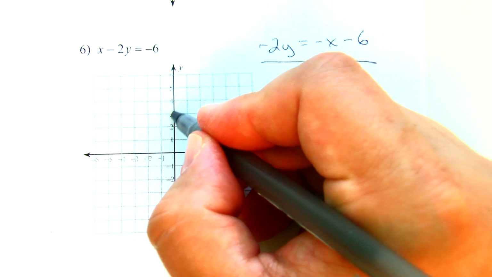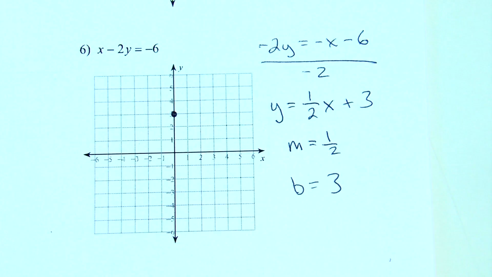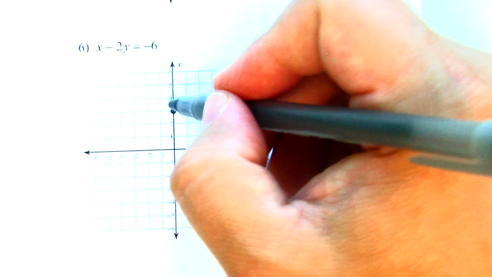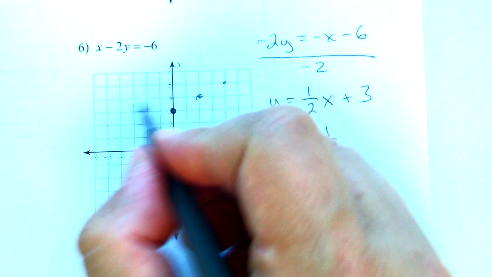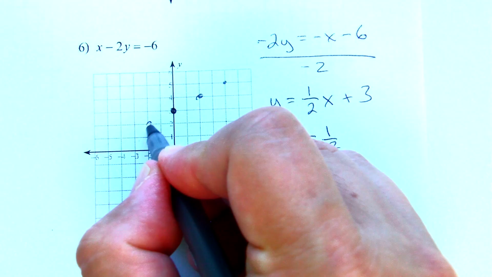So go over here to graph it. There's our y-intercept. The slope is 1/2, so it's going to be up 1, over 2. And we can also go down 1, back 2.